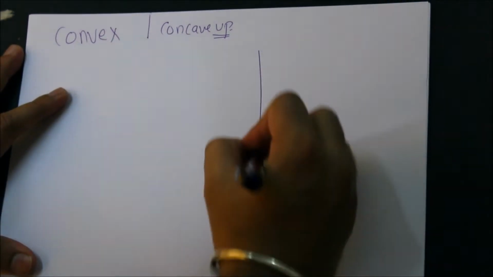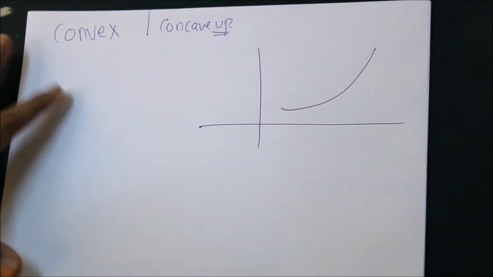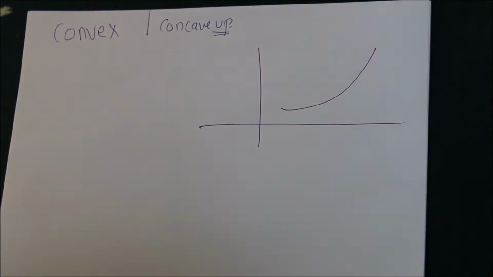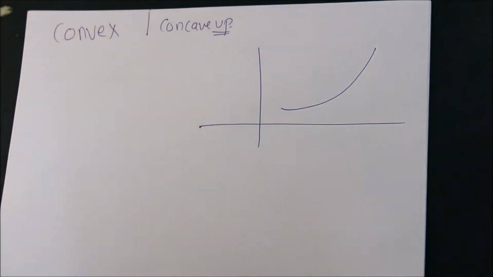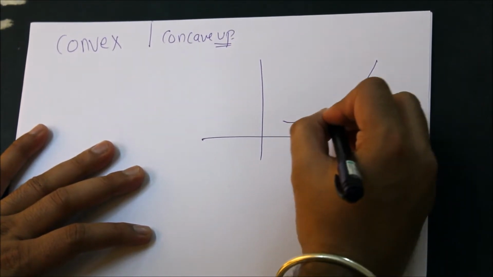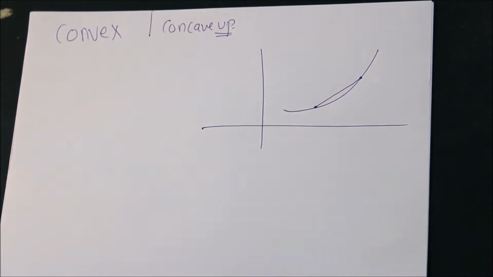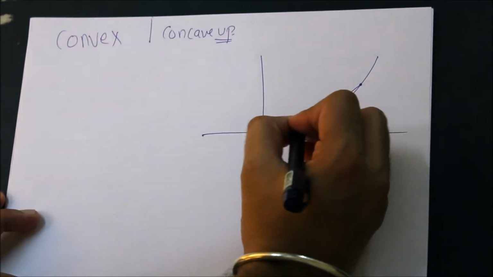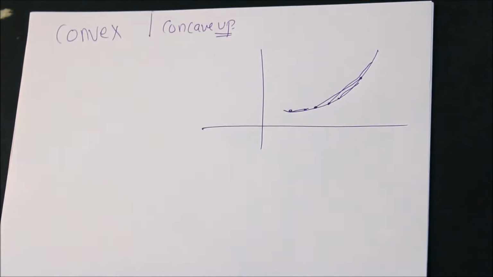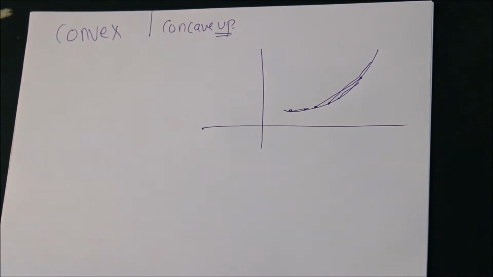Suppose this is the graph of a function, and this function is concave up, or a convex function. How do you conclude that? You conclude that by taking any 2 points on the graph and drawing the segment joining the points on the graph. If the segment is above the graph, then such functions are called convex functions.